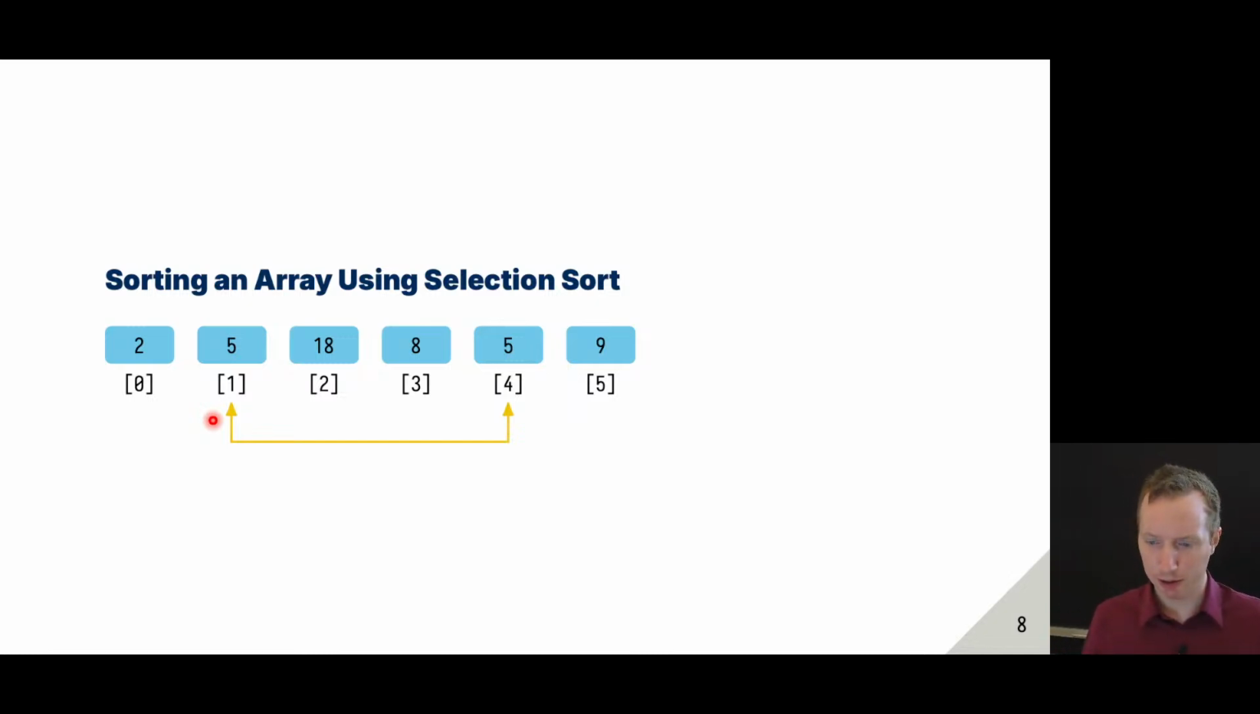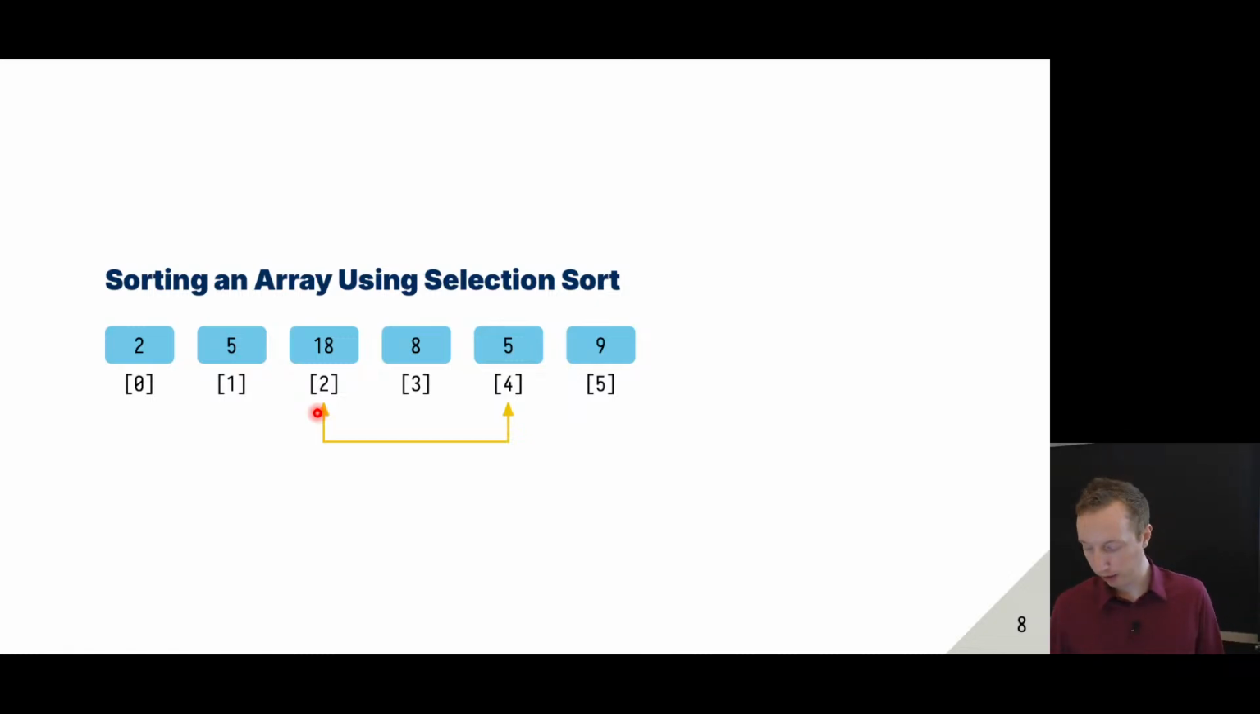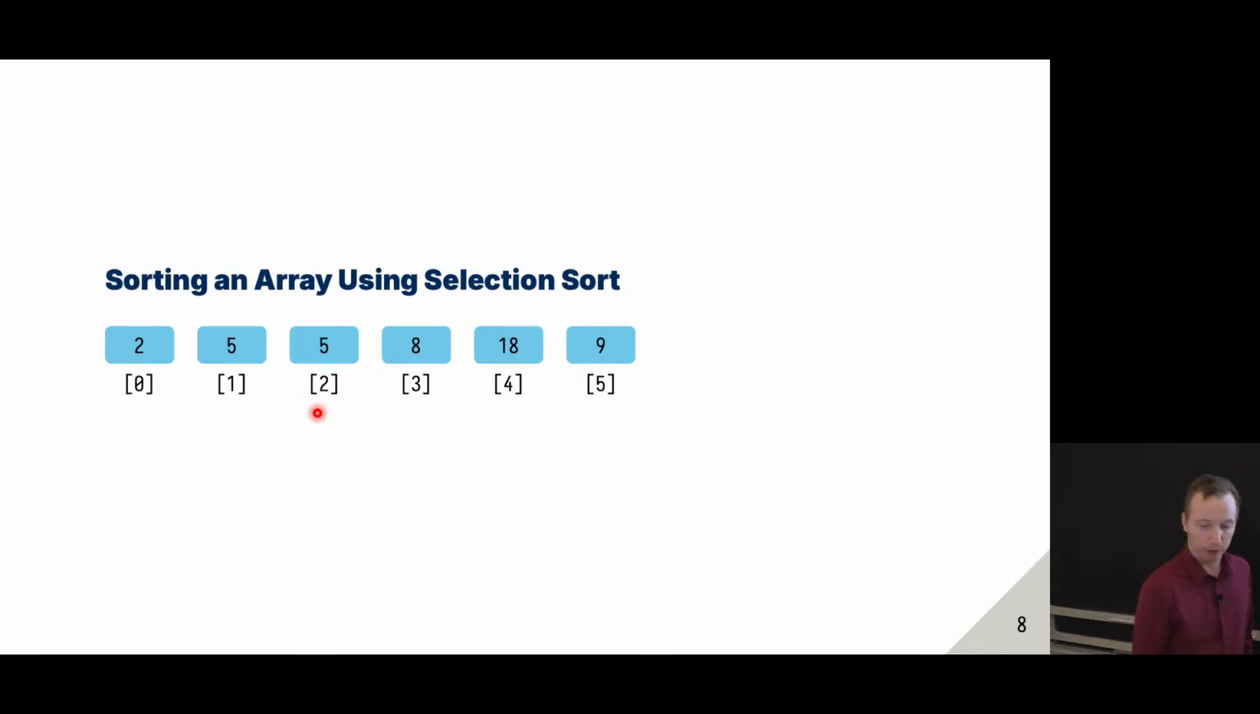Doesn't really matter. It's already the smallest number. And then for the rest of the array, from 2 onwards, the smallest number is 5. So if we compare that to where it should go, well, it should go in index 2. So we should swap 18 and 5. So we swap them, and now we know for sure that the first 3 elements are in the right place.